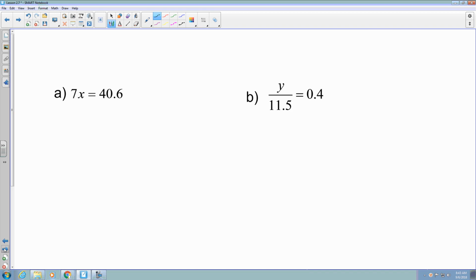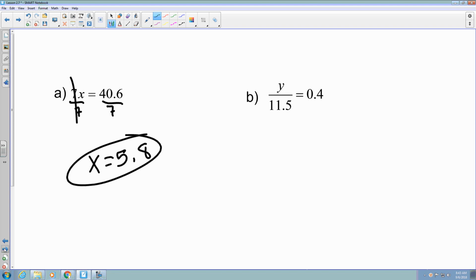Looking at algebraic equations where you have to incorporate division or multiplication, same thing. In this case here, we have to divide both sides by 7. Those cancel out to be 1. That means x is now going to equal whatever 40.6 divided by 7 is, and that happens to be 5.8.